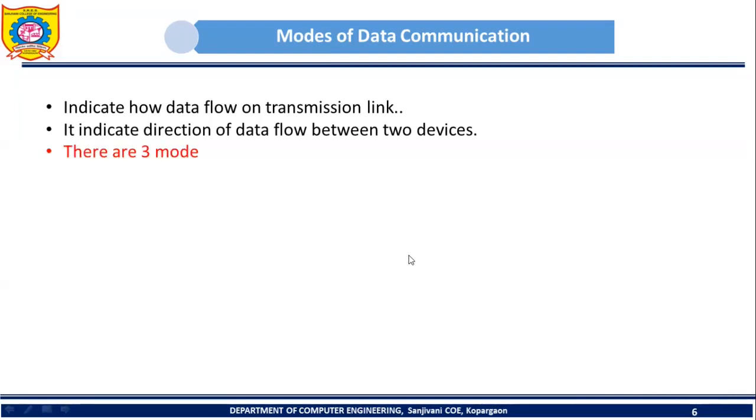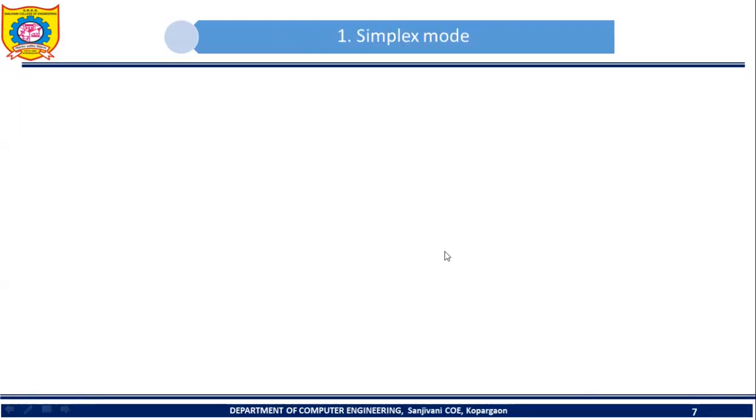There are three modes of data communication. The first mode is called simplex mode. The second one is called half duplex, and the third one is called full duplex. So let's see all these modes one by one. Let's see the first mode of data communication. The first mode of data communication is simplex mode.